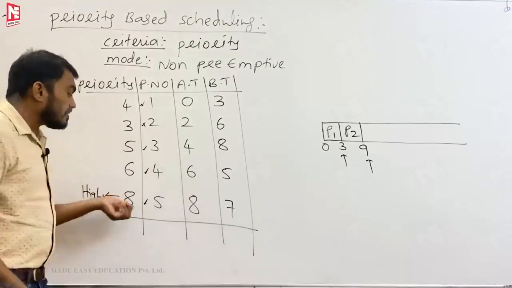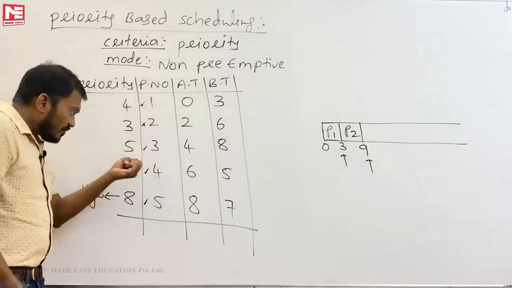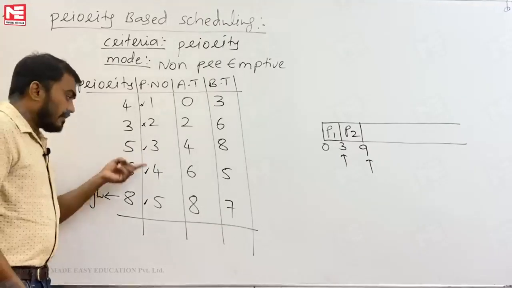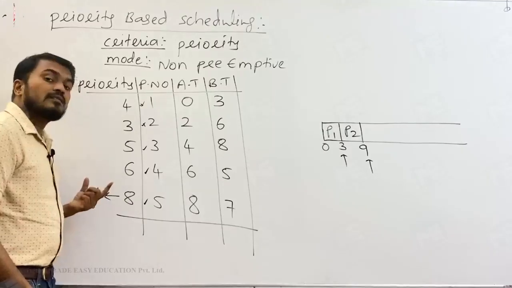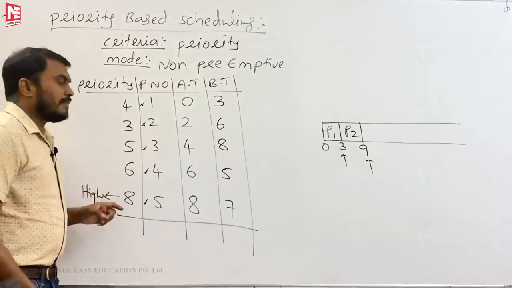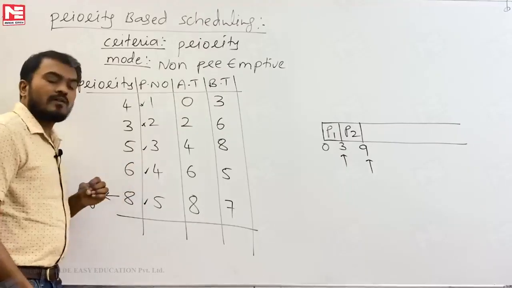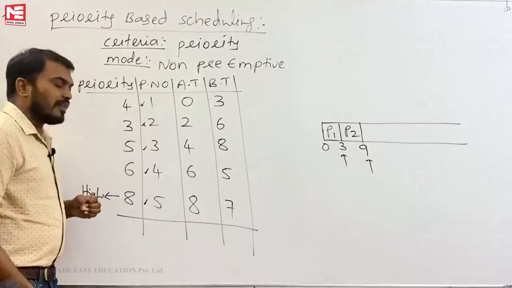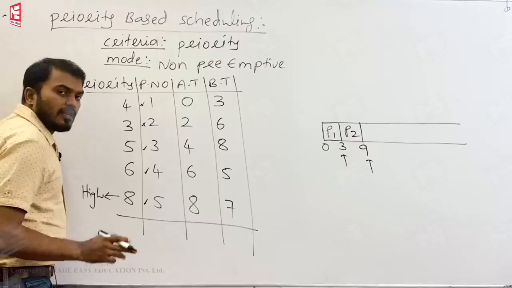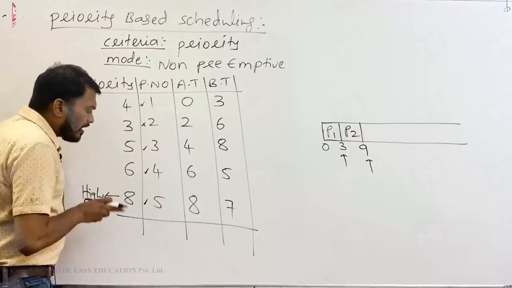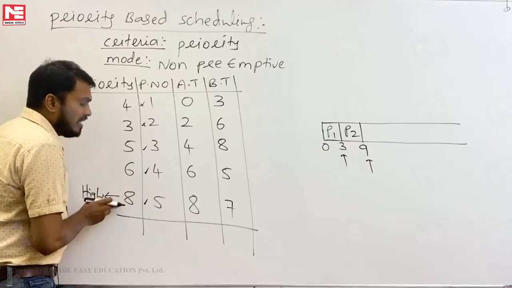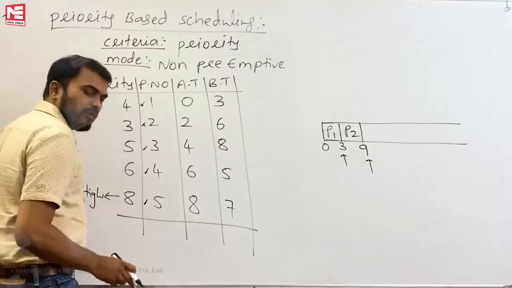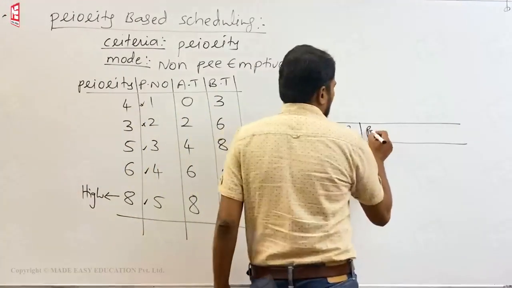So among these processes, you have to select one of them. How do you select one of them? Based on the priority. Whichever has high priority. Now among these, who has high priority? Look here, this has priority 6, this has priority 5, this has priority 8. So who has high priority here? P5. Okay, so take P5 next.